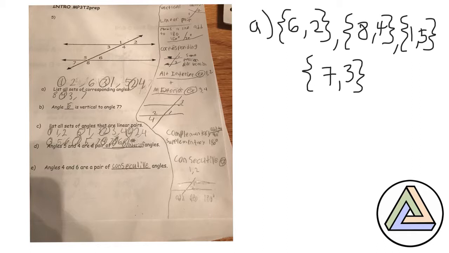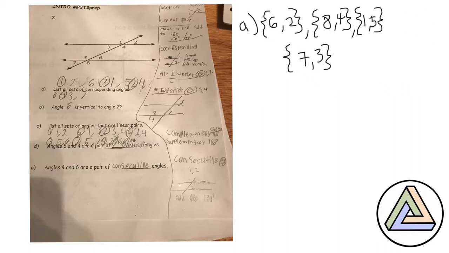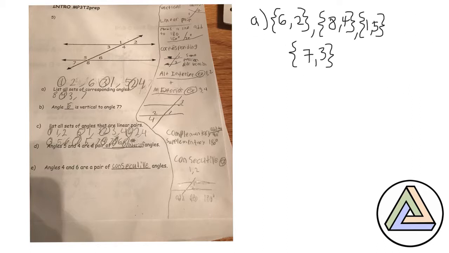And I'm comfortable with that. Hopefully the teacher would hypothetically be comfortable with that as well. Moving on. B. Angle blank is vertical to angle 7.